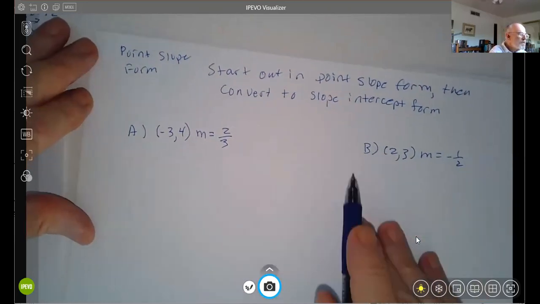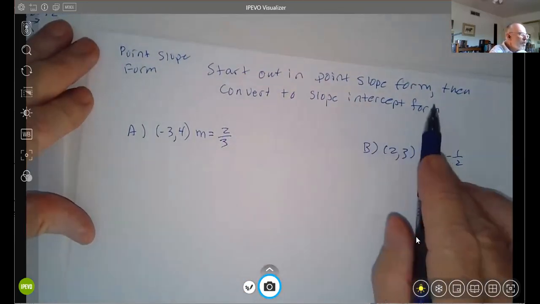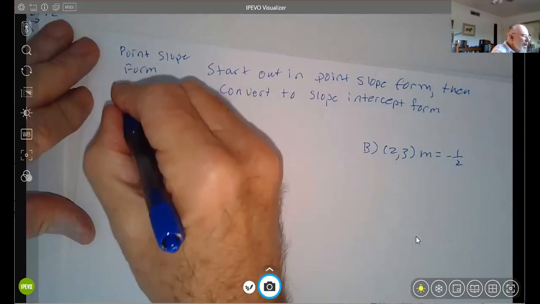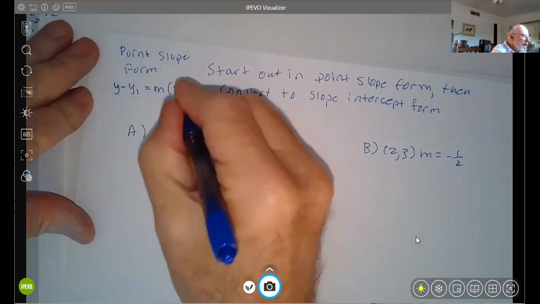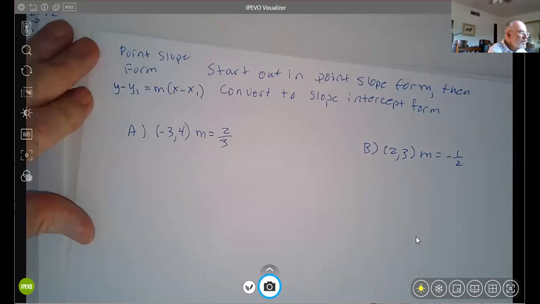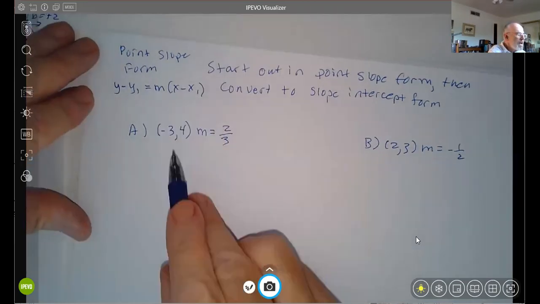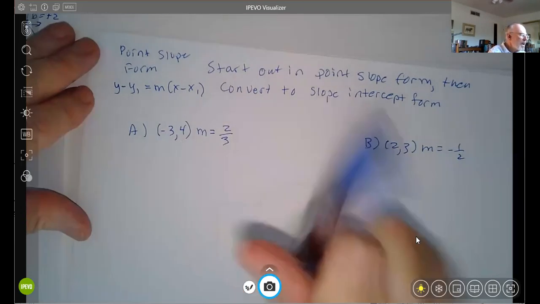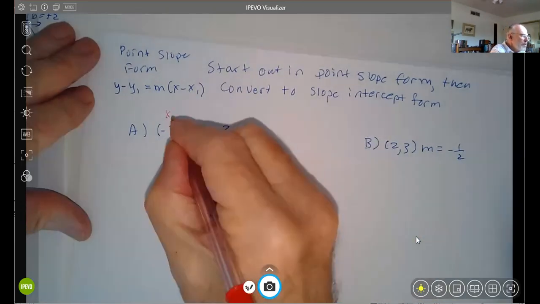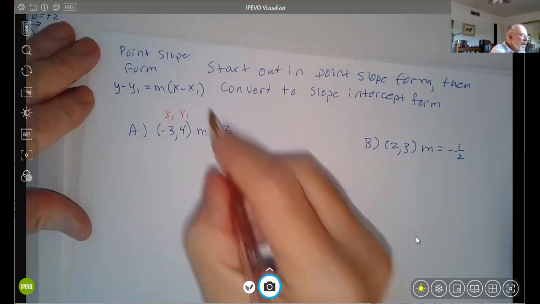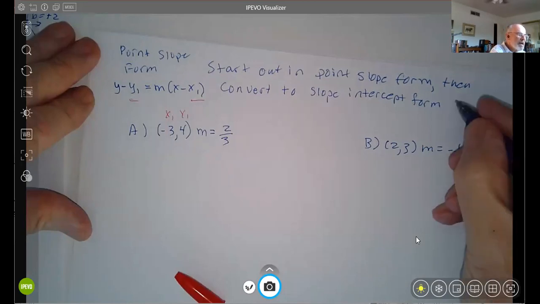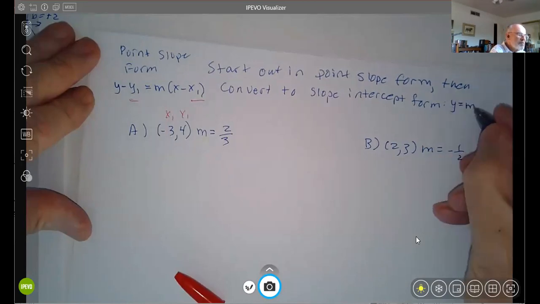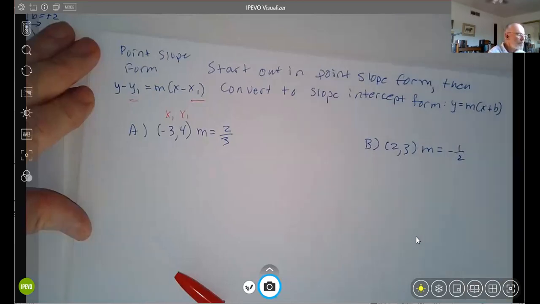All right, so I've written the two examples, and we're going to start out in point slope form. Point slope form is y minus y1 equals m times x minus x1. You have to start out with point slope form because you have a point. So the point here is going to become your x1 and your y1. But you want to convert to slope-intercept form, which, if you remember, is y equals m times x plus b. That's what they want.